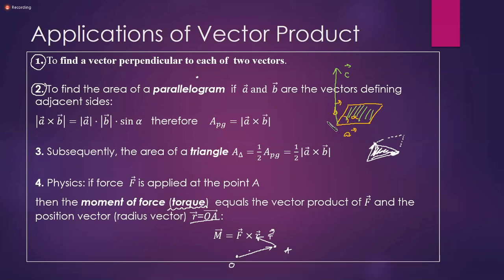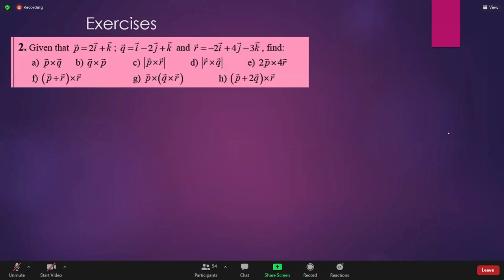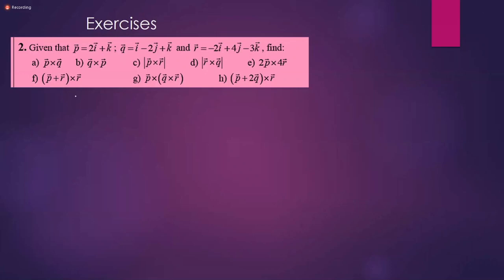And now to the examples. Let me check the time. Oh yes, there's enough time for many examples. So let's see. Suppose we have three vectors. Actually, I should put them more understandably. I would say the vector P is 2, 0, 1. The vector Q is 1, minus 2, 1. And the vector R is minus 2, 4, minus 3.